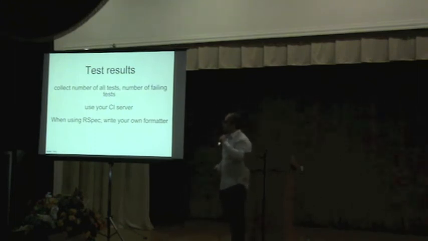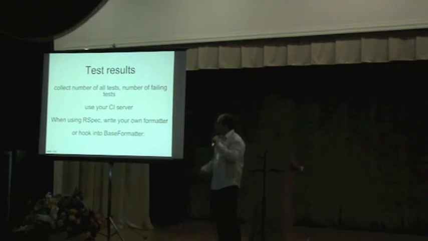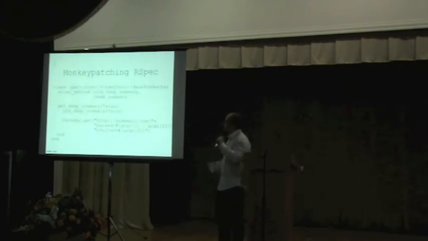When you use RSpec like we do, to get this information without continuous integration, or if your continuous integration doesn't provide a way to get this information from RSpec, you can hook into RSpec code with something like this. It will provide you the number of failed tests, passing tests, and also the time it took to run the tests. That's something I didn't measure, but that can be quite interesting as well.